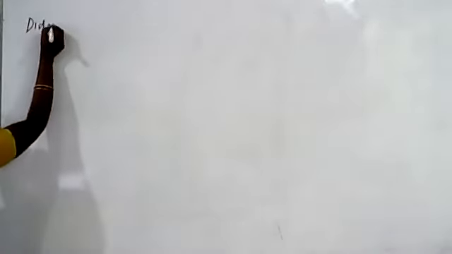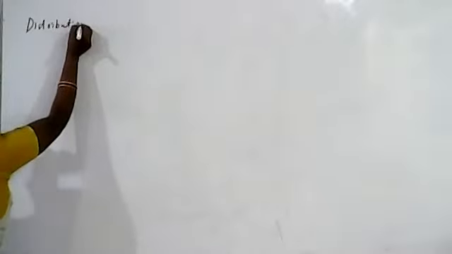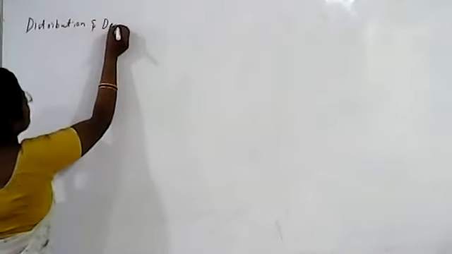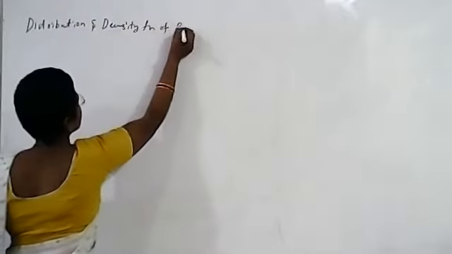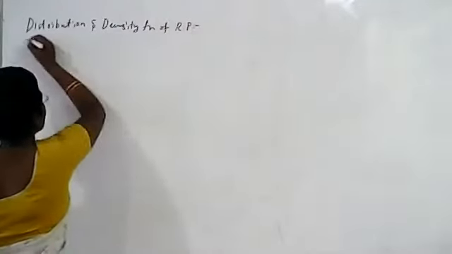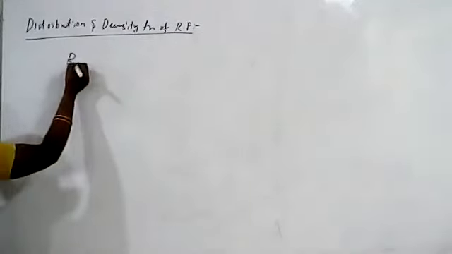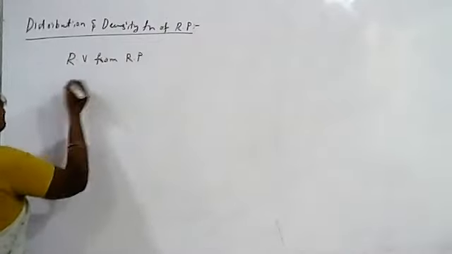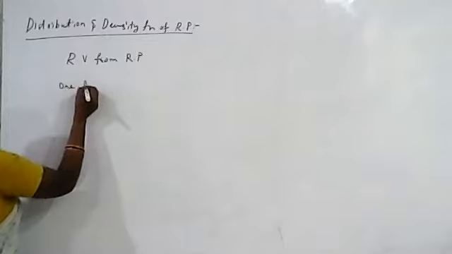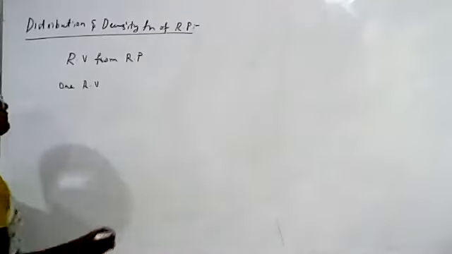So we have discussed distribution and density function of random process in the last class. In this we have discussed that we can obtain random variables from random process. So if you are obtaining one random variable, how do we obtain one random variable?